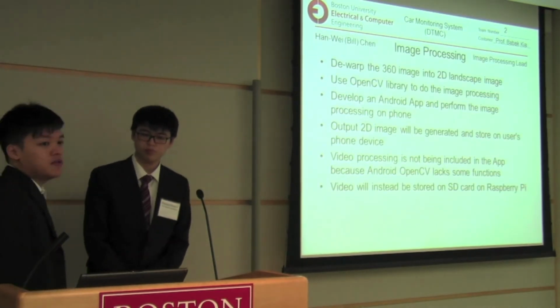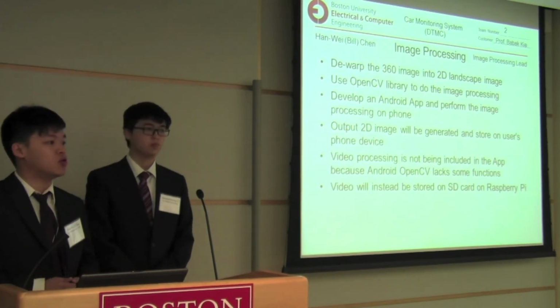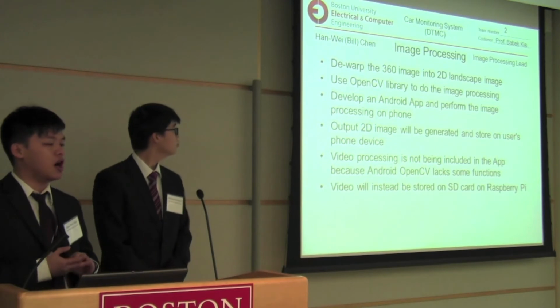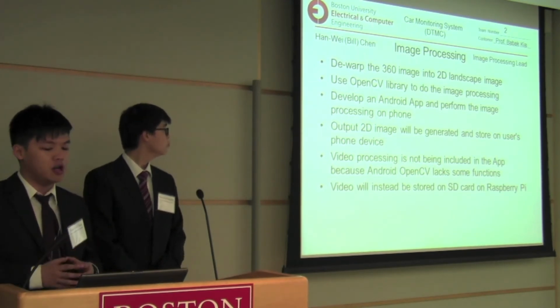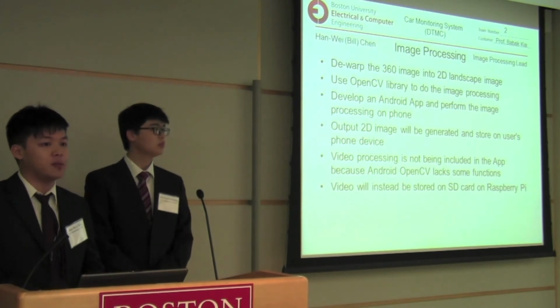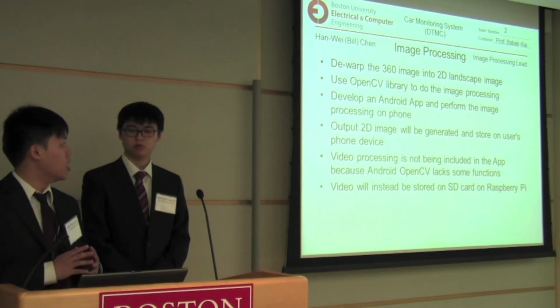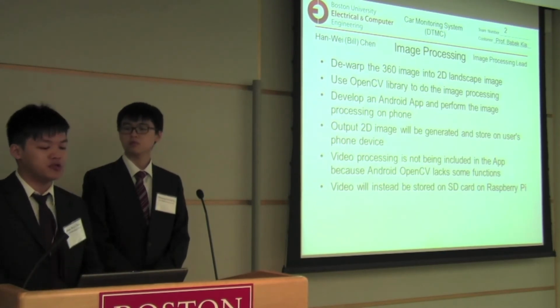One of the requirements is to show what's going on inside the car, either with a picture or with a video. But since we are using a panoramic lens, the image is bent into a circular image, and it's hard for the user to tell. So we had to develop an image processing program, and the main task is to dewarp the 360 image back into a 2D image, so it's easy for the user to view.